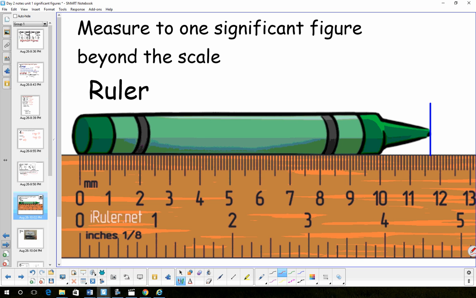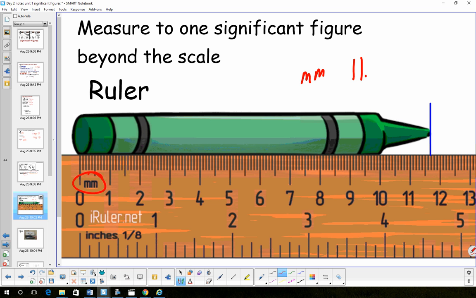So let's look at this. We're going to be doing some measurement in lab. So say I had to measure a crayon here. This is in millimeters, so I know my unit is going to be millimeters. What numbers do I know for sure? I know for sure that it's 11 point something, right? So I put the 11 here, point. What else do I know? 11.1, 2, 3, 4, 5, 6. It's a little past 6.